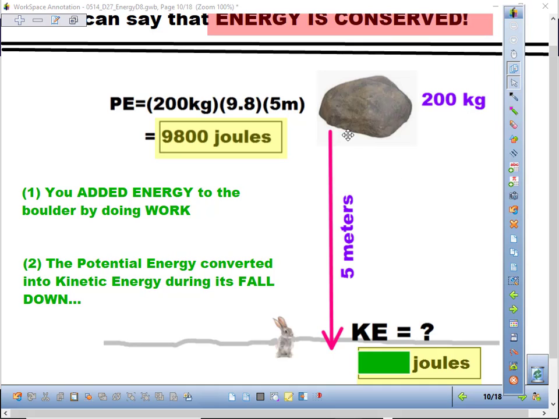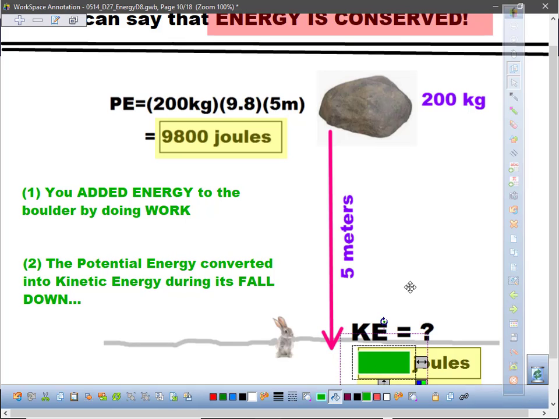So how can we apply this to our example with the boulder, lifting the boulder and dropping the boulder? Well, we did 9,800 joules of energy work to lift the boulder, and that's the potential energy stored. And when we drop the boulder, it's converted into kinetic energy. My question is, how much kinetic energy does this boulder have when it hits the ground? I'll give you a hint. The potential energy equals 0 when it gets to the ground.